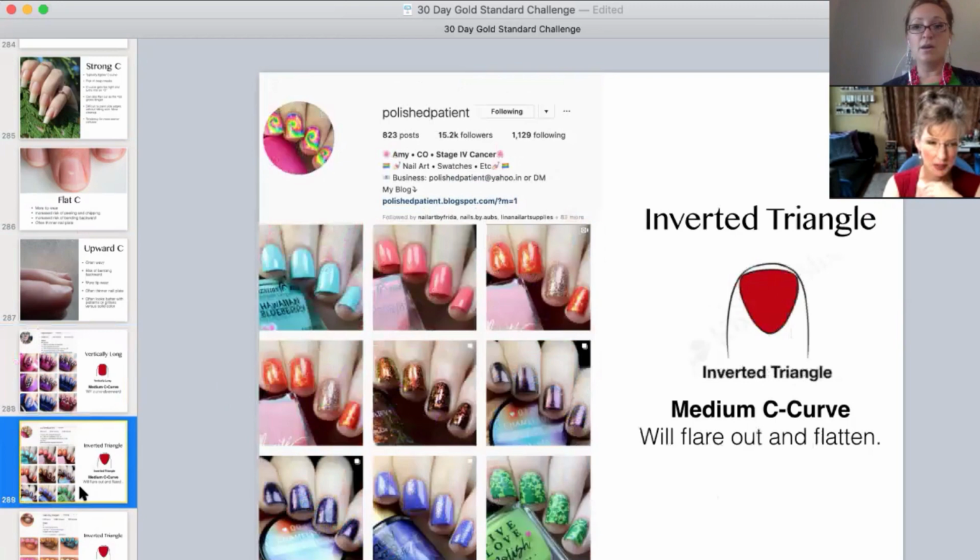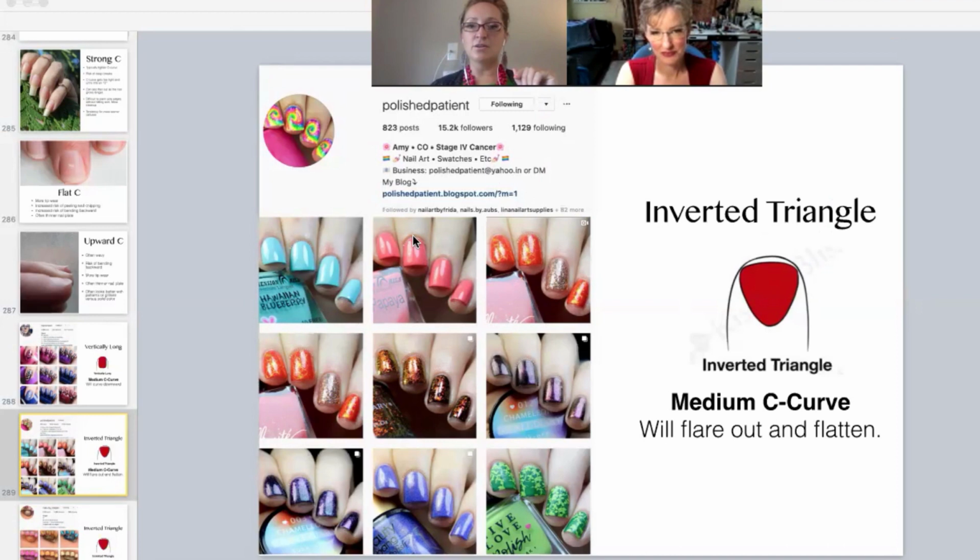And inverted triangle, this is Polished Patient, lovely Amy. You can see at her nail bed that she has a more narrow nail bed and then it comes out a little bit wider. We'll compare her to our next lovely lady in a moment, but you can see she still has a relatively strong C curve for this nail shape. As her nails grow out, they will flatten a little bit and they will continue to flare.